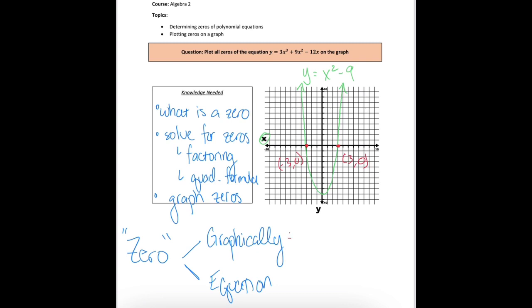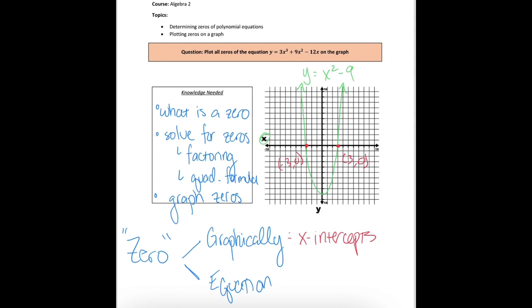What are its x-intercepts? And using this example here of y equals x squared minus 9, we know that the zeros are negative 3, 0, and 3, 0, because that's where it crosses the x-axis. Easy enough. That's all it means graphically, is where it crosses the x-axis, those are its zeros.